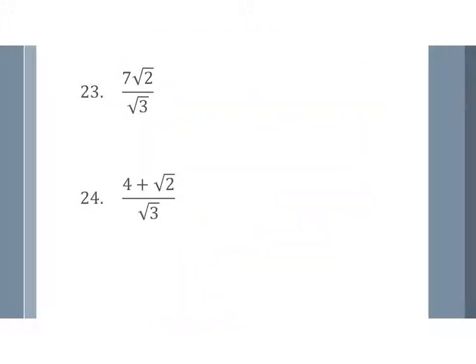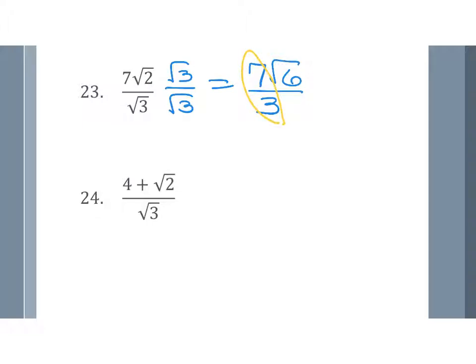Okay, 23. Again, all we're doing here is rationalizing. So I'm going to multiply the top and the bottom by square root 3. This becomes 7. Remember, we only do inside and inside. So 7 square root 6 over 3. I can't simplify anything. The only thing that I could try would have been this. I can't do that outside 3 with the inside 6.